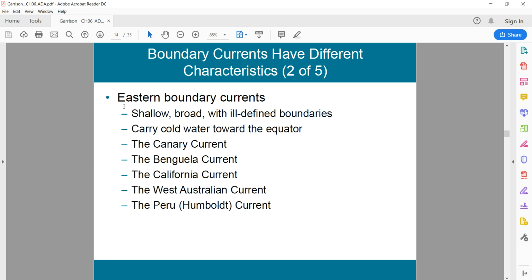Some examples of eastern boundary currents: Canary current, Benguela current, California current, West Australian current, Peru current. Eastern currents are shallow, opposite to the western currents. They are much wider or broader with ill-defined boundaries. But another important thing is that they are nutrient rich and they carry cold water toward the equator.